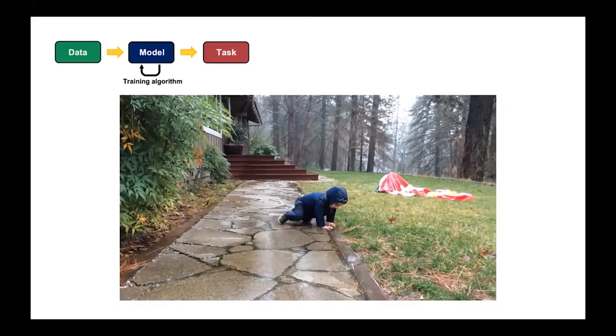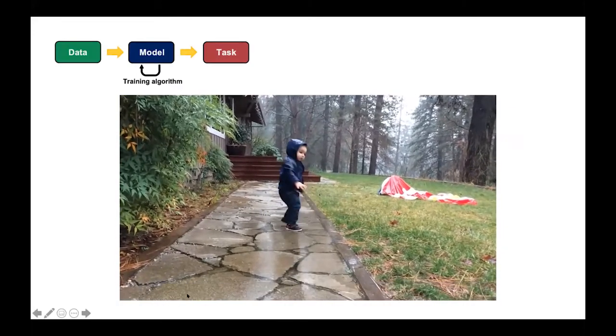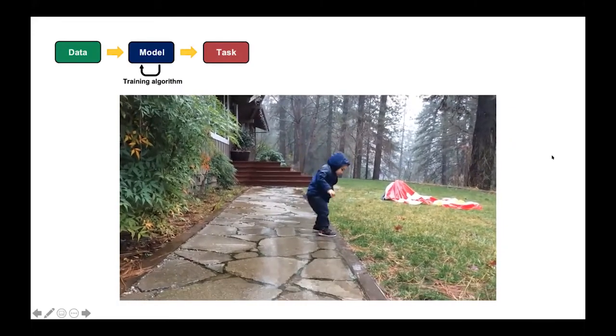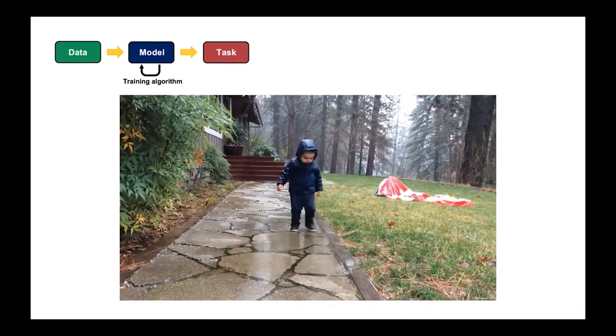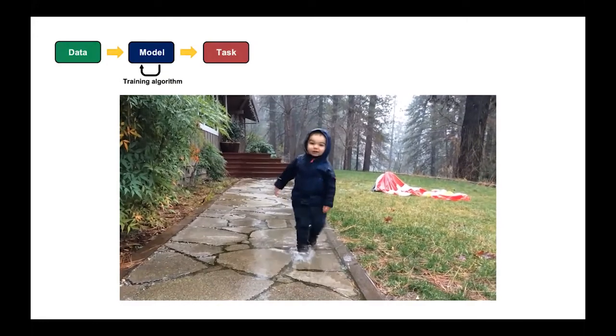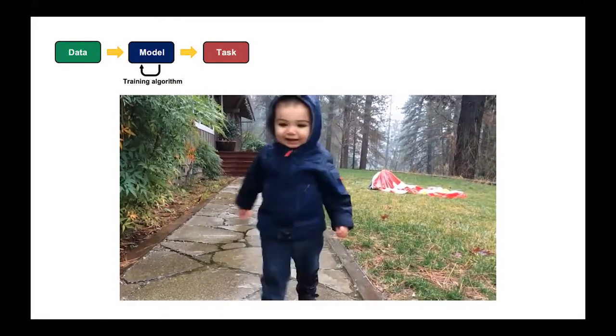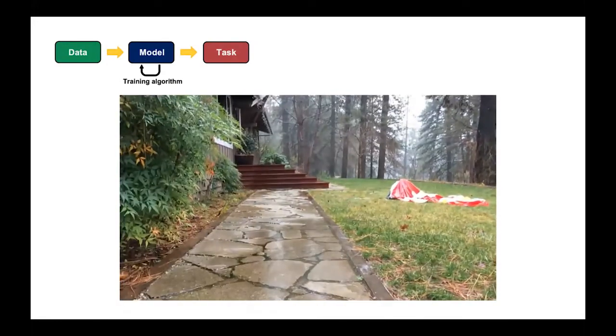But let's compare this pipeline with a real-world scenario. This kid probably has never walked in the rain, and keeps falling, but he learns to adjust his moves, and finally he manages to walk over the puddle and come to the other side. So let's compare this scenario with a typical computer vision pipeline.